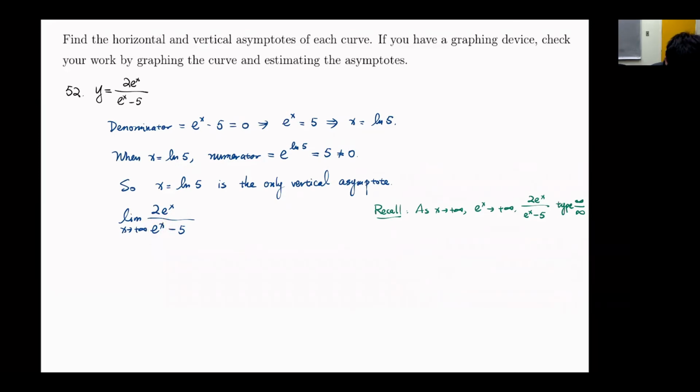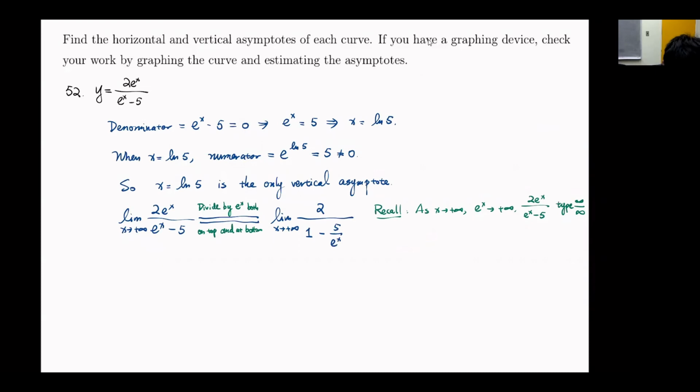Okay, so what I will do is divide by e to the x both on top and at bottom. All right, so what do I get? So I will get the limit as x approaches infinity of, well, on top divided by e to the x, what I get is actually 2. At the bottom, if I divide everything by e to the x power, what I will get is 1 minus 5 over e to the x. All right, so then what do we do next?